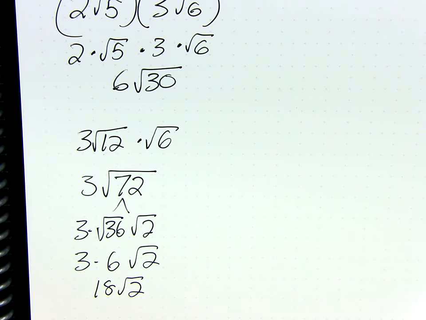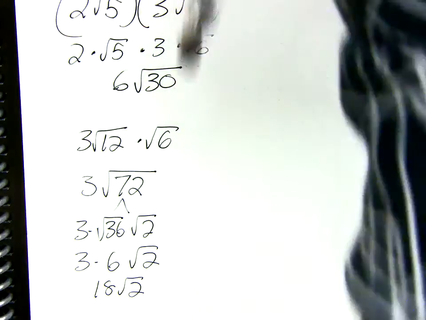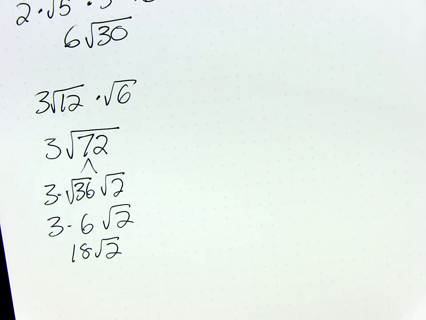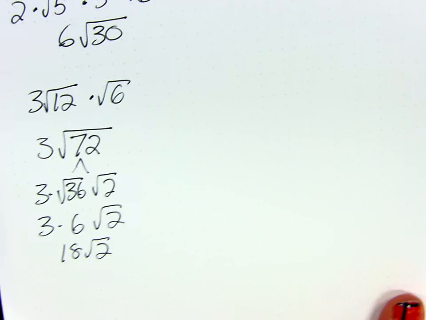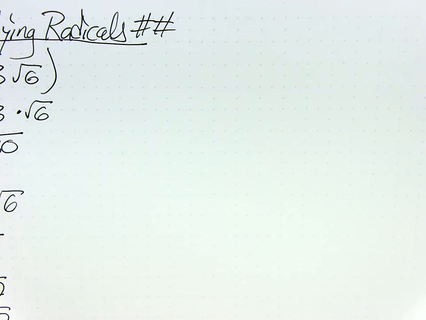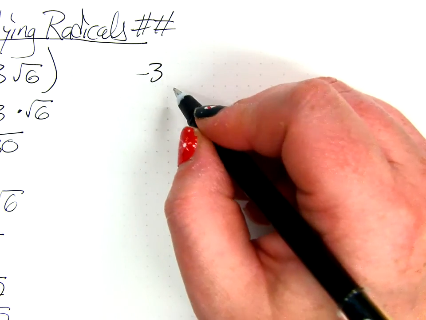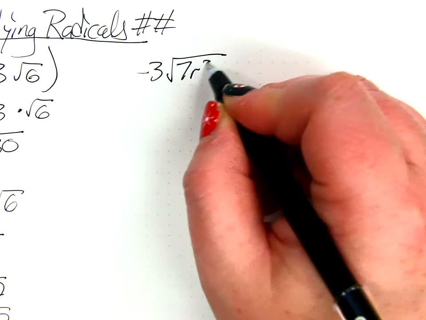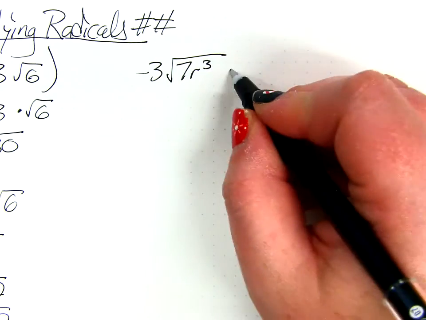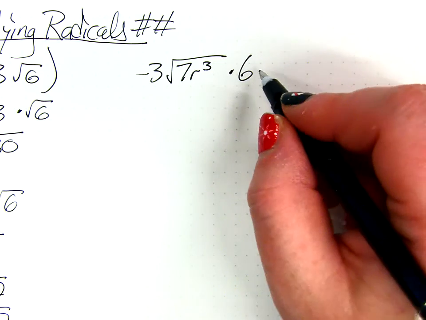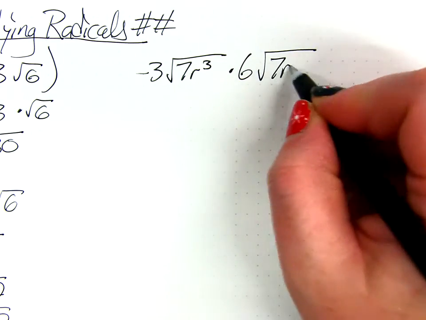That's basically it. So let's look on this sheet. Oh, variables. Yeah, let's do ones with variables in them. Let's jump down to number 9. So number 9 looks like this: negative 3 square root of 7r cubed times 6 square root of 7r squared.